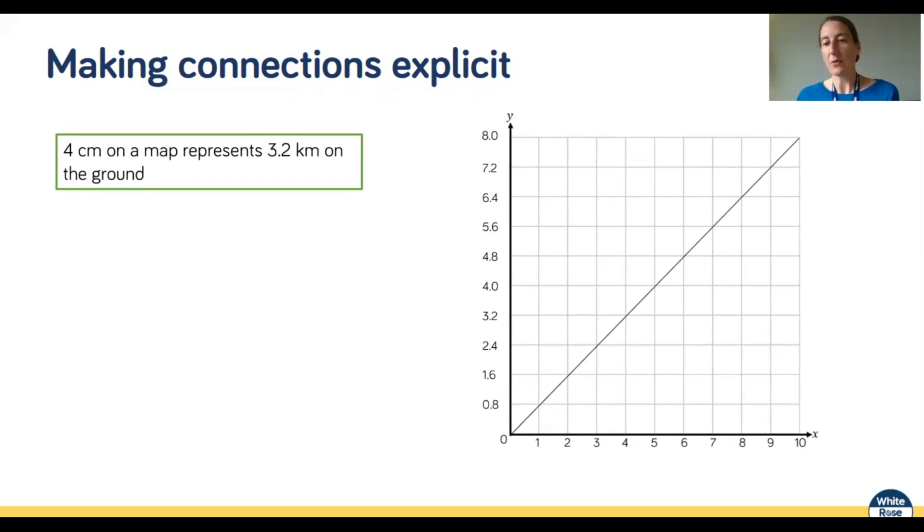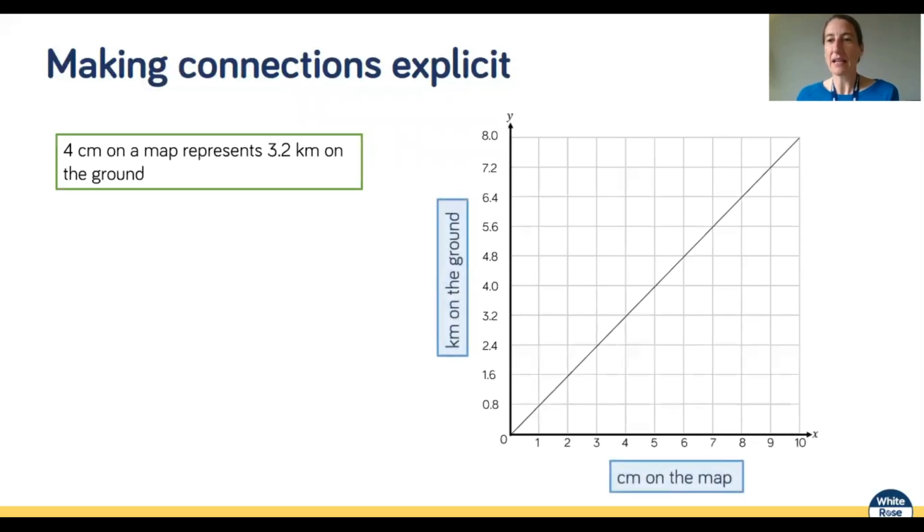So perhaps we pose the question, what would we label the x-axis and the y-axis? So centimetres on the map, kilometres on the ground. And we can use this to remind students how to construct the conversion graph and also how to use it.